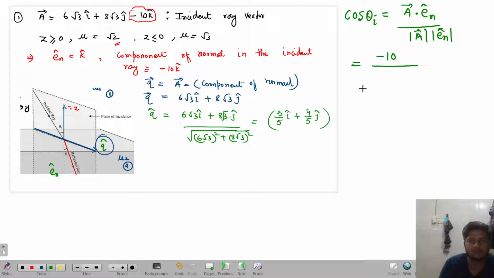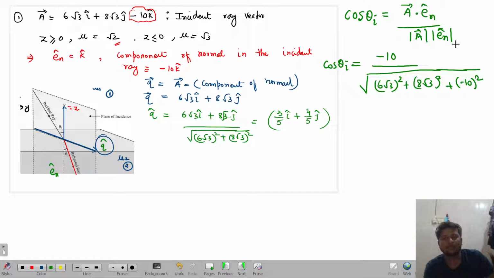Now, what is the modulus of it? It will be root over (6 root 3) whole square plus (8 root 3) whole square plus (minus 10) whole square, and that is going to give us cos theta i. Now you can ask me, sir, why have you taken the modulus of n cap as 1? Simply, n cap represents a unit vector along the normal, so the magnitude of a unit vector is always equal to 1. Therefore cos theta is equal to minus 10 divided by root over (6 root 3) whole square plus (8 root 3) whole square plus (minus 10) whole square. Got it or not? This step, yes or no?